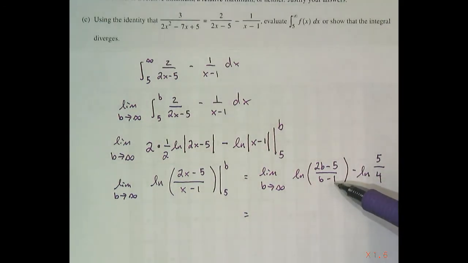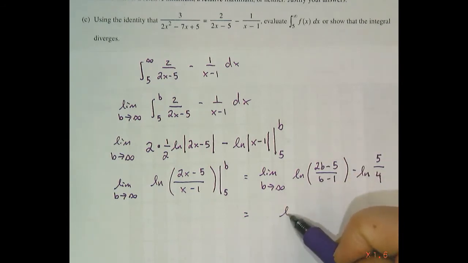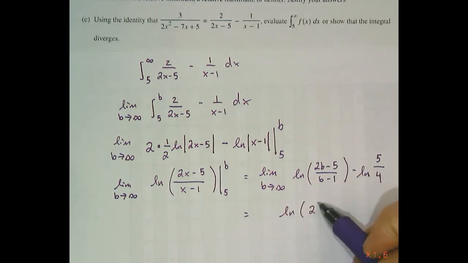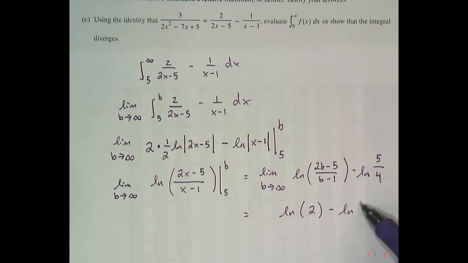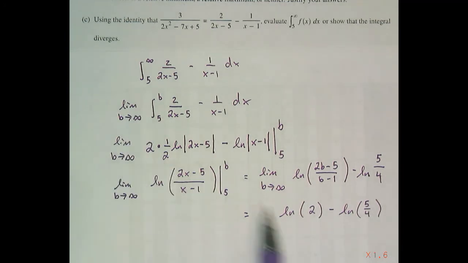When we evaluate this limit expression, the numerator and the denominator are growing at the same rate, and so we can pull this limit inside, and the limit evaluates to ln of 2 minus ln of 5/4, and that is a finite number. So this improper integral converges to this finite value.